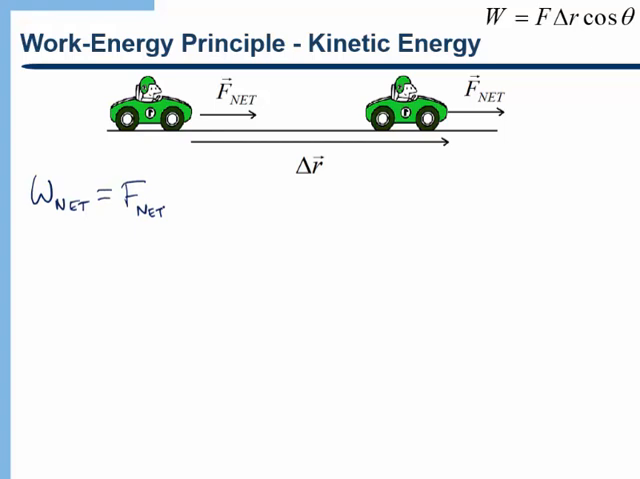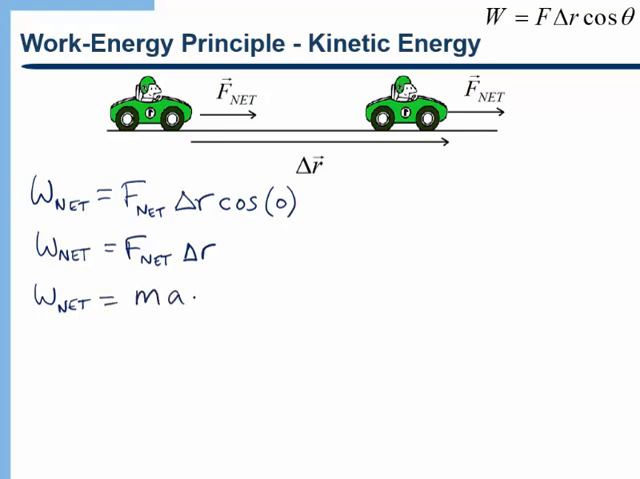again that's the magnitude, times the magnitude of the displacement, times the cosine of the angle between them. Notice in this case, both the net force and delta r are in the same direction, so that's just the cosine of 0. Therefore, the net work is just equal to the net force times delta r. What I now want to do, though, is use Newton's second law and rewrite this. We know the net force is just equal to the mass times the acceleration. So I'll write m a delta r.